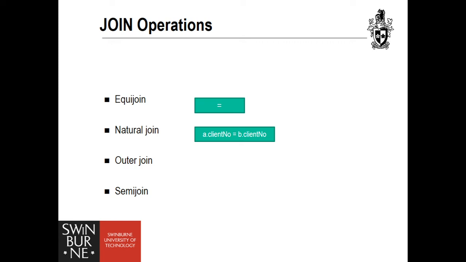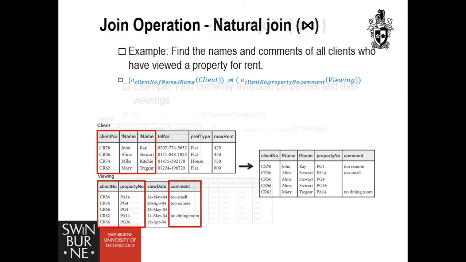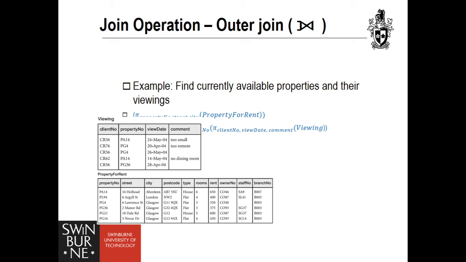A semi-join is a join where only attributes from one of the relations are included. This can be very practical. Essentially, it means you are picking rows from a table by criteria that are specified in another table. So this is the example of the natural join. And then this is the example for the outer join.